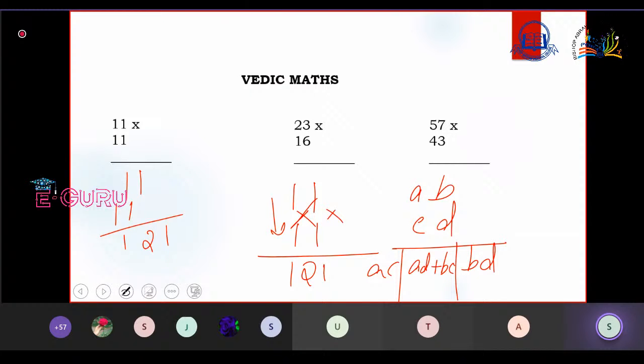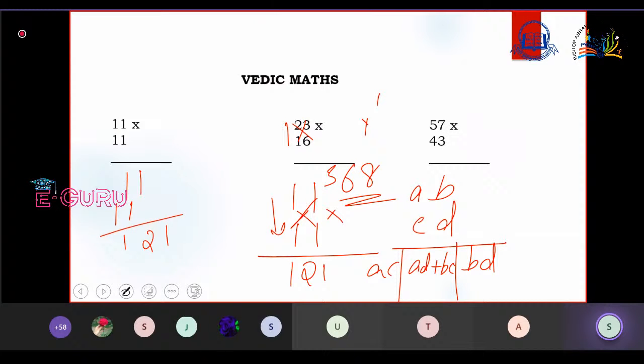Okay. So in 23 into 16 we will do first 3 into 6, 18, 8. One carryover should be there. Then cross multiplication. 6 into 2, 12 and 1 into 3, 3. So 12 plus 3, 15 and this carryover means 16. And again one remainder is there. Now we will do 2 into 1. 2 plus this carryover value, that means 3. 368 is our answer.